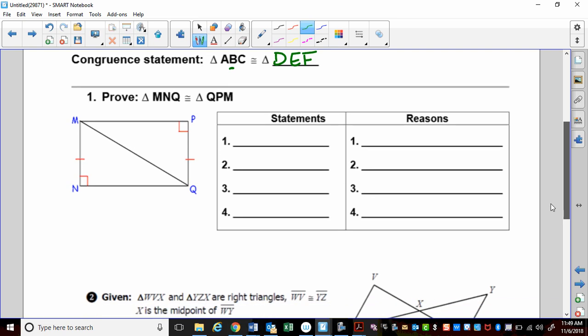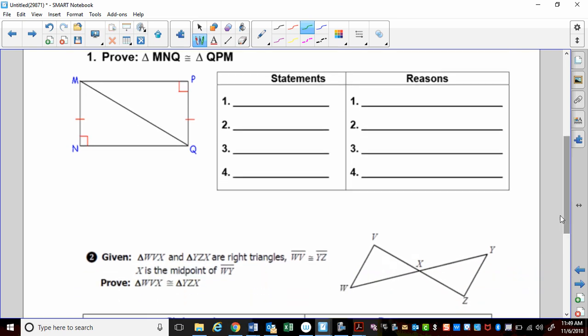Let's try one more proof. I want to try this one. So we're trying to prove that this triangle MNQ is congruent to this triangle QPM, this top triangle. I'm going to start with what is given. Angle N and angle P are right angles, and this reason is given.